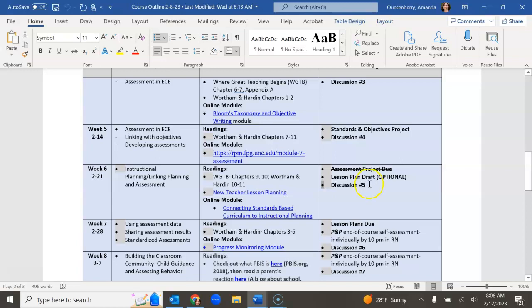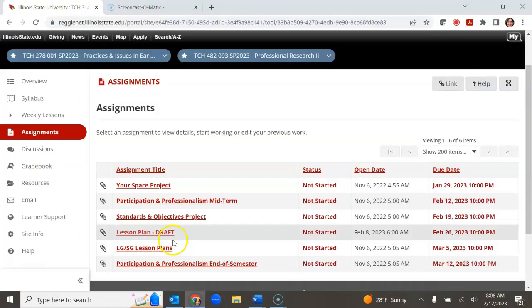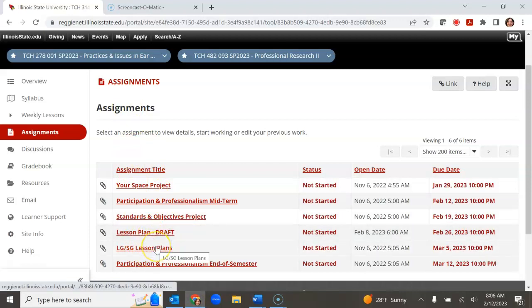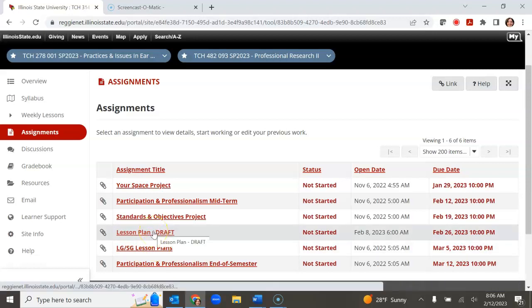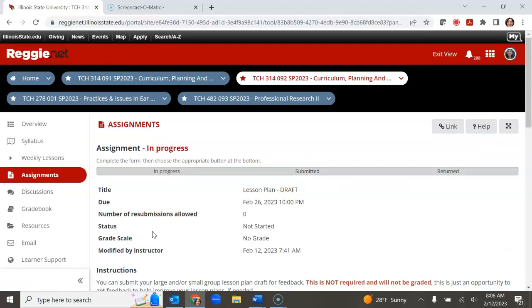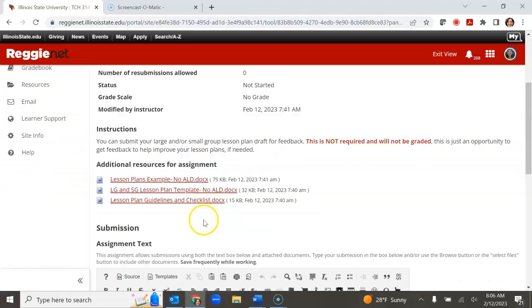So you can get some feedback and use that for your final version of your lesson plans, which is due on March 5th. All right, so if we head over to the ReggieNet site and we open up, these two look exactly the same, the draft and the lesson plan. The same attachments are there. I put everything into the draft just so that you have everything at your fingertips. But again, submit only your draft here, your final at the other place.